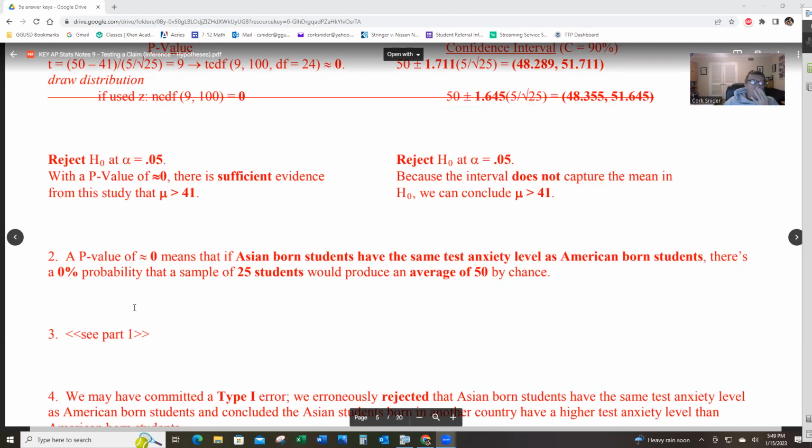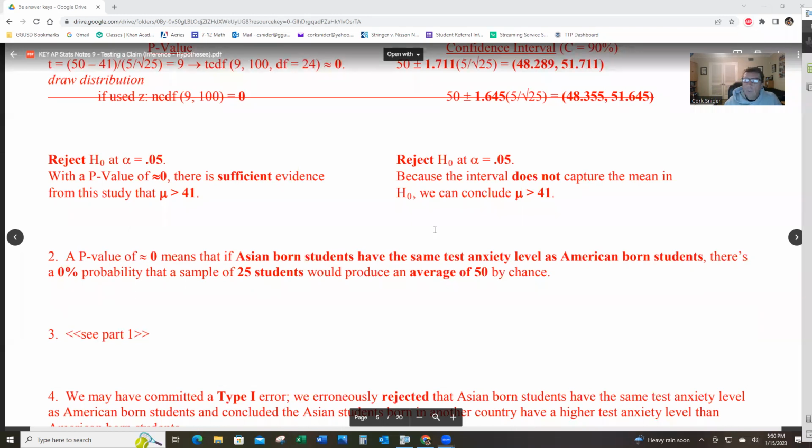Your conclusion would be something's wrong with that die, right? That's the basic concept. So what does that p-value of 0 that we calculated mean? In other words, there was no chance that you would have 25 kids have an anxiety level of 50 if it was supposed to be 41. That's really high. These kids are very stressed, okay? So a p-value of 0 means that if Asian-born kids have the same test anxiety level as American-born students, there's no probability that a sample of 25 would produce an average of 50 by chance. It's that idea that this data would never happen by chance. 0 meaning never, okay? So that's why your conclusion is that they're more stressed, because this is no accident that we got this data, okay?